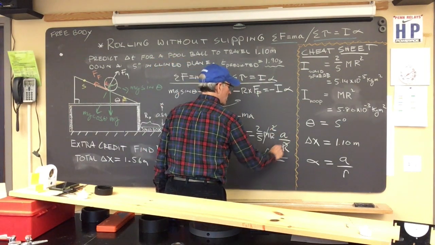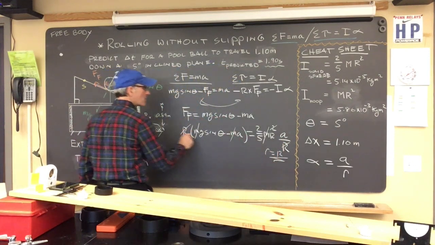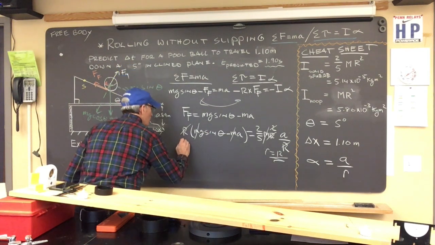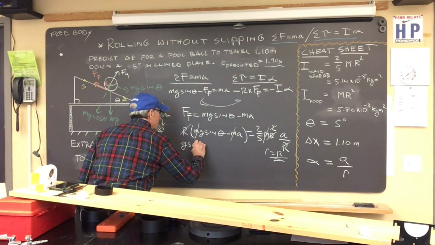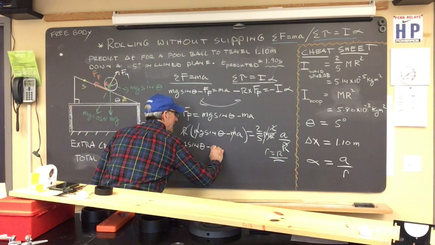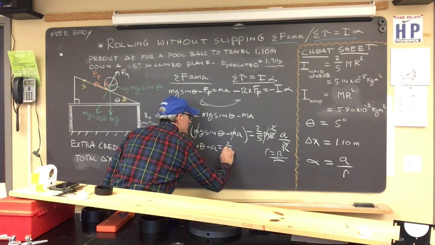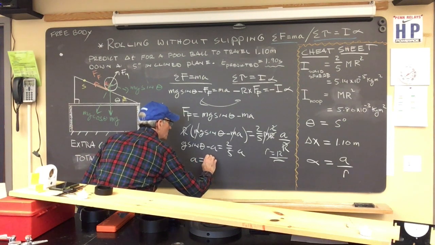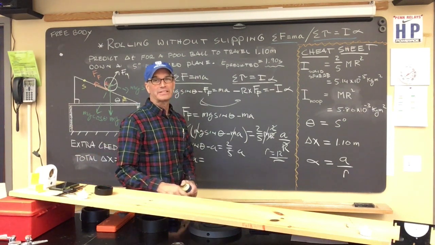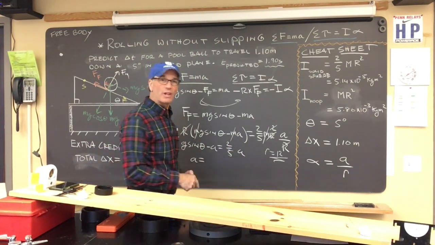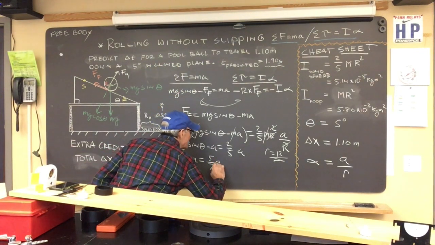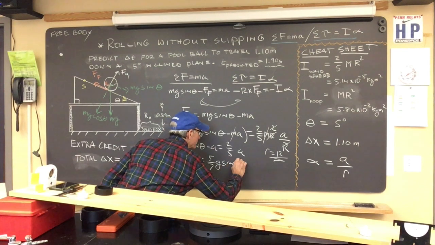We can cancel one R and another R. Boy, what a mess. Let's clean it up. So g sine theta minus a is equal to 2/5 a. Therefore, a is equal to, I'm going to go a little fast this time because I don't want to make this video too long, a is equal to 5/7 g sine theta.